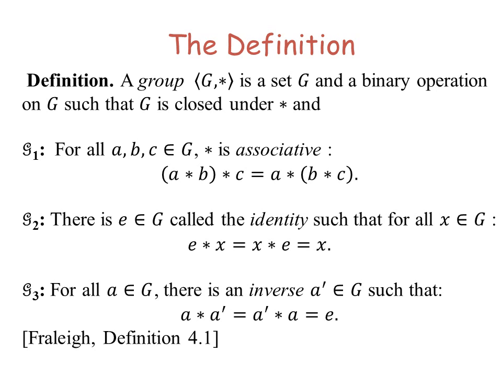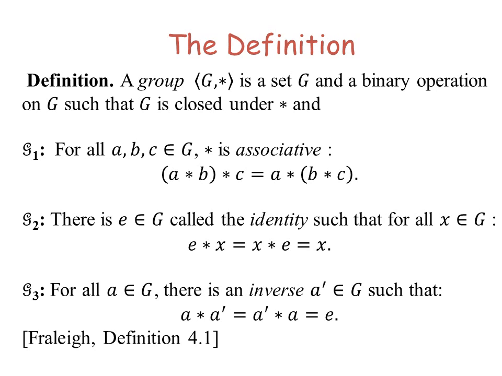In addition, we require three properties, or axioms if you like. G1. We require the binary operation star to be associative. That is, for all A, B, and C in G, we have (A star B) star C equals A star (B star C).